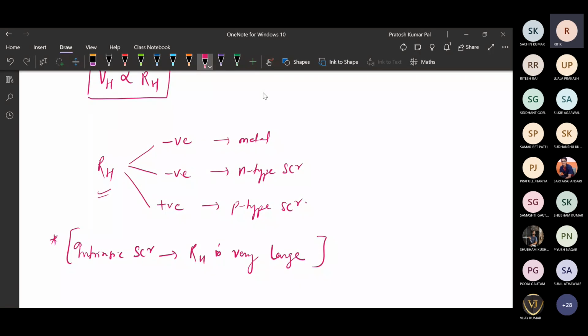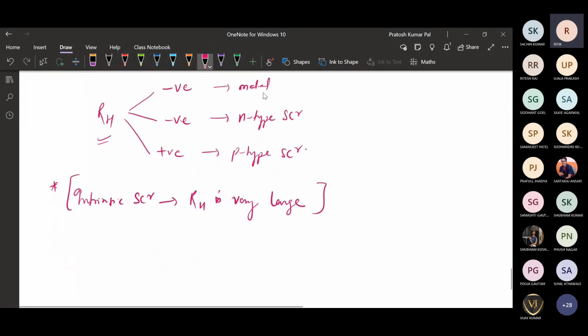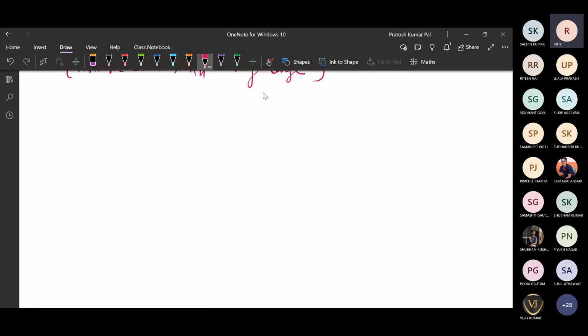Okay, so there are different conclusions that we can make. Now we will see some questions on how we can find out answers based on the given conditions.